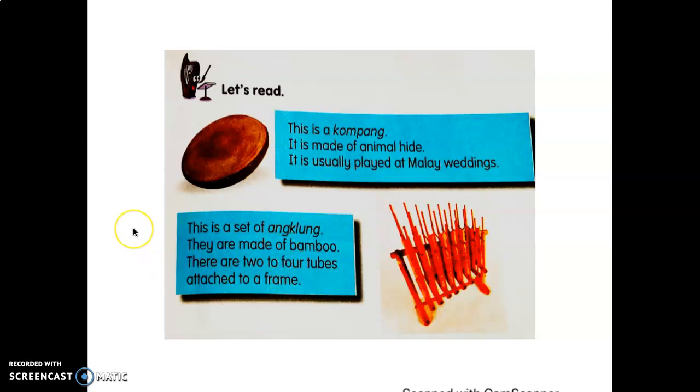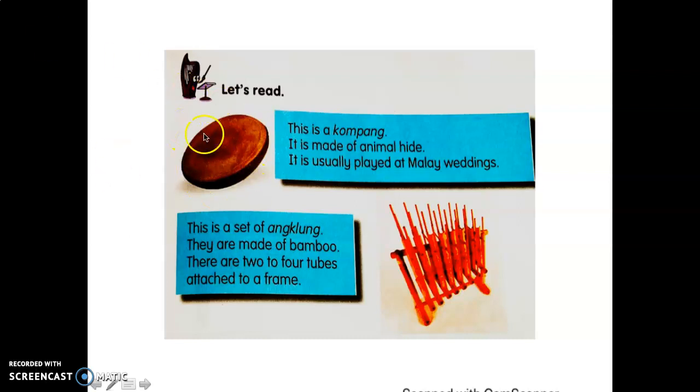This is a kompang. It is made of animal hide. It is usually played at Malay weddings.